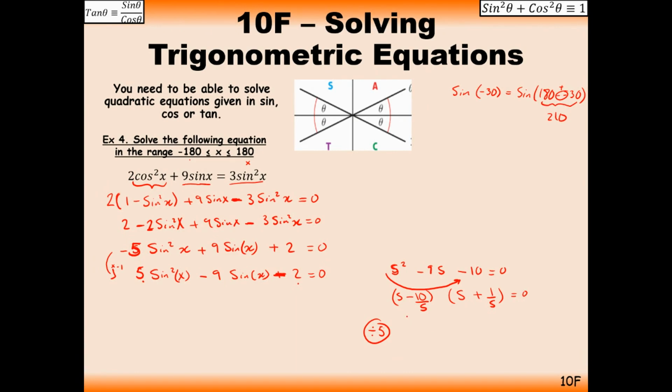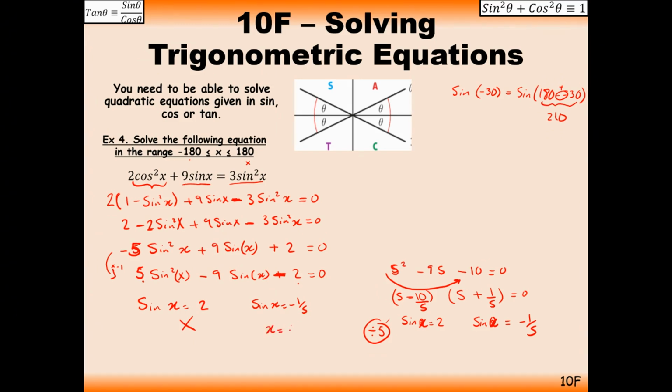So one of the answers will give me sine x equals 2. The other answer is telling me that sine of theta, or rather x, sine of x is equal to negative 1/5, because I divide by 5 now here, so I'm done there. So sine x equals 2 is not going to be valid, but sine of x being equal to minus 1/5 is a valid answer.